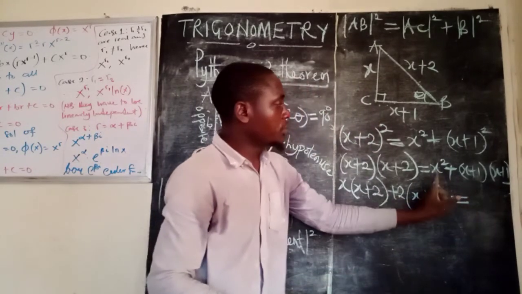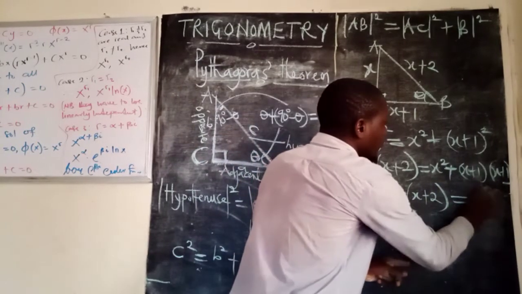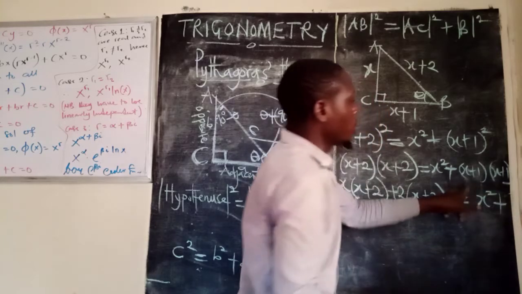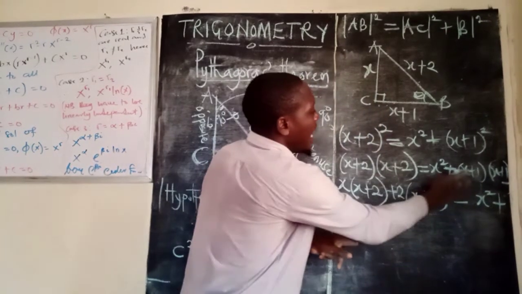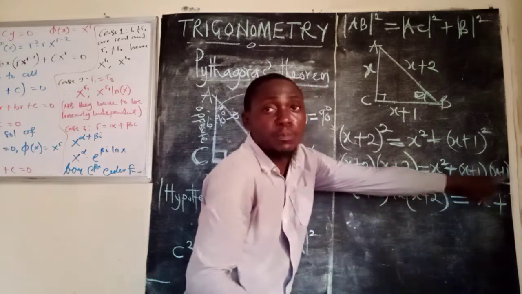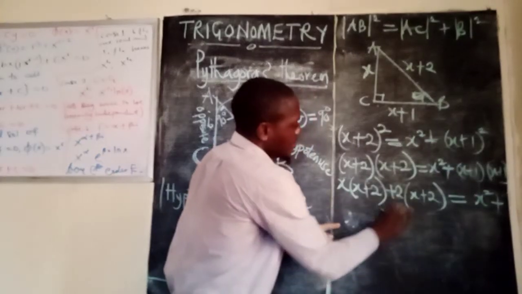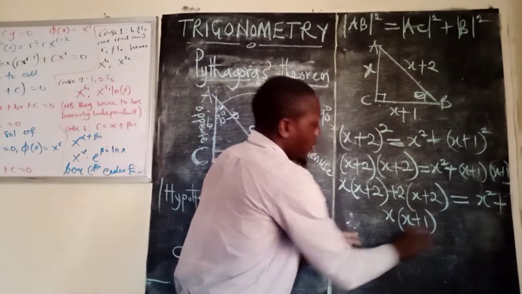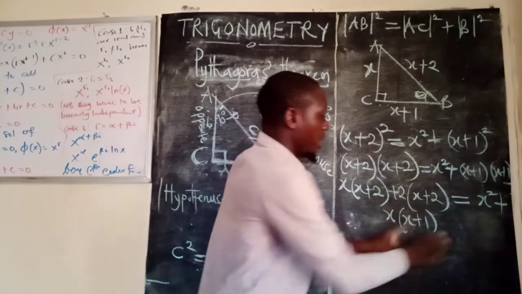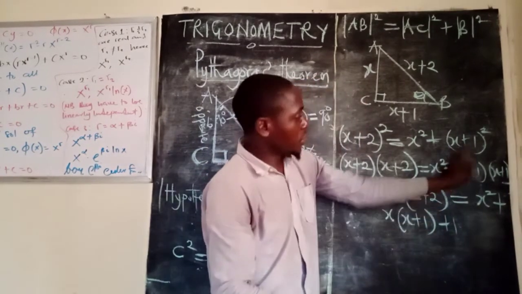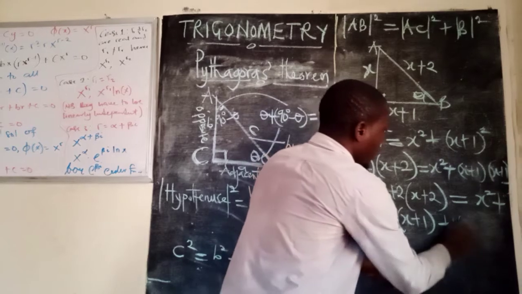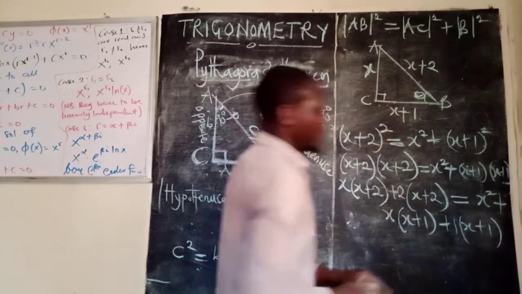we have equal to x squared plus, we also do the same thing here. We have x, we use it to multiply the whole of x plus 1. We have x plus 1. We take plus 1 again. We use it to multiply the whole of x plus 1. We have x plus 1.